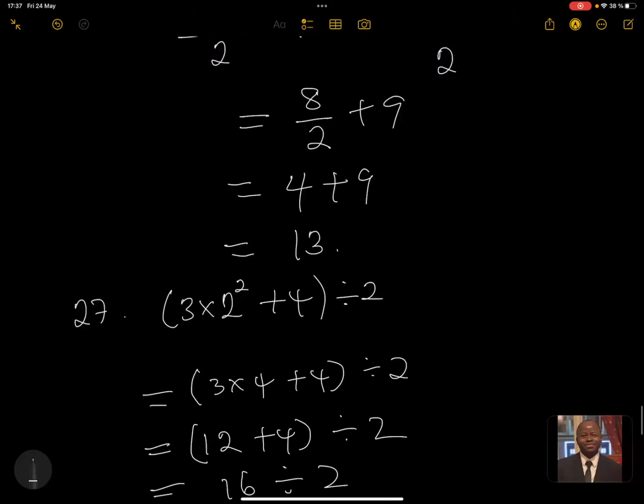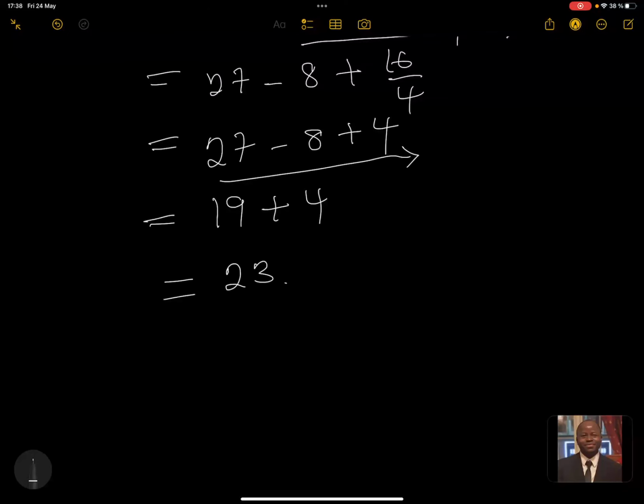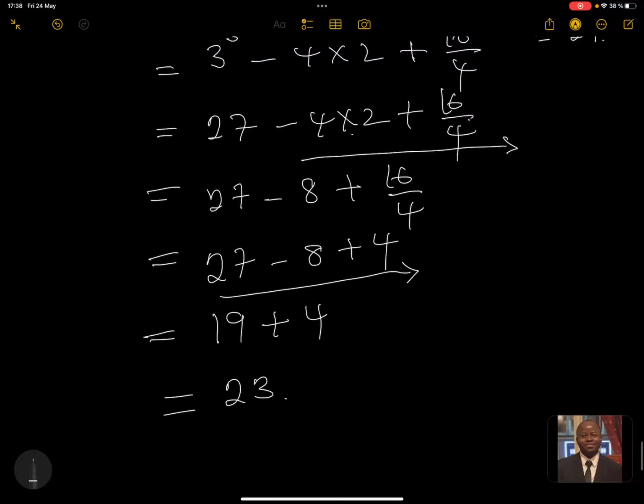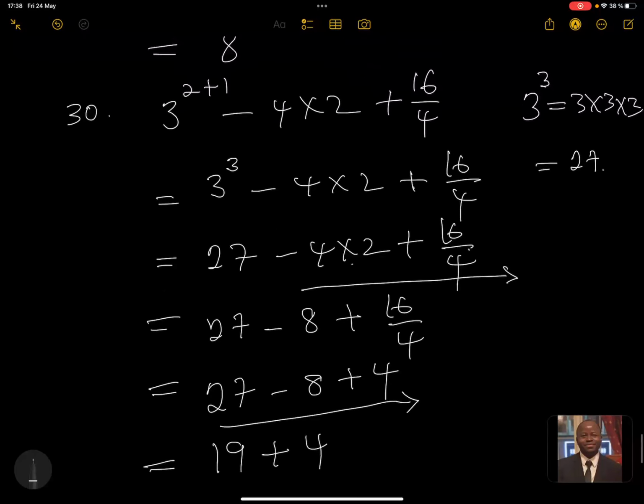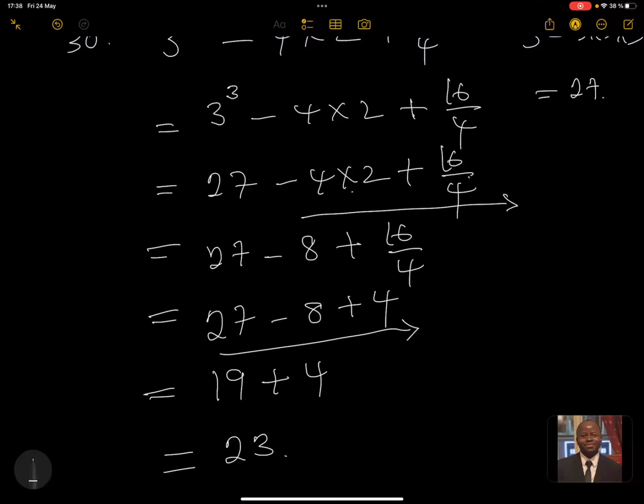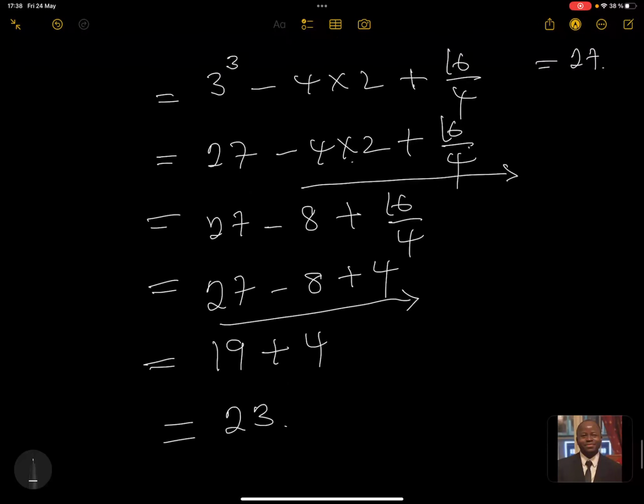Hello, sir. Question. This number 30. You don't understand this number 30? Yes, from 27 minus 8 plus 4. When I did 8 plus 4 and it gave me 12, then 27 minus 12 will give me 15. That is because you didn't follow the rule of what?